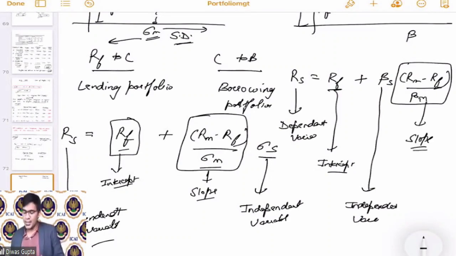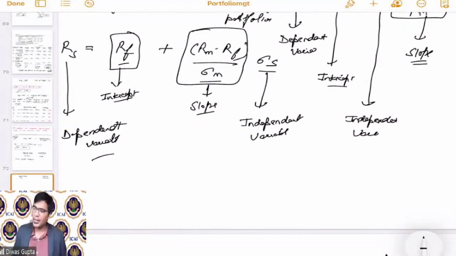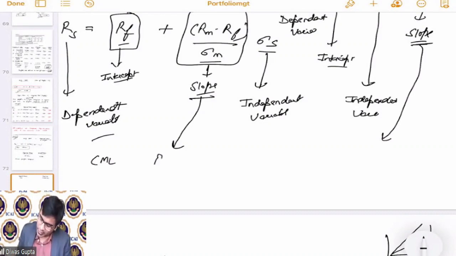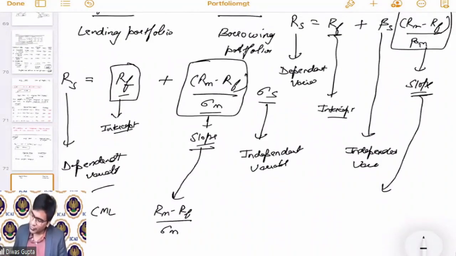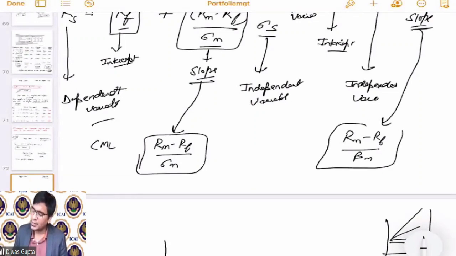Now here comes the last point in both these, the capital market line and the securities market line. Can anyone tell me what this slope is? We have already studied both these slopes in some different form. So the capital market line slope is what? RM minus RF divided by standard deviation of market. Similarly, for this also we have studied RM minus RF divided by beta of market. This is nothing but the Sharpe and Treynor ratio. What I'm trying to say is, this is the Sharpe ratio and this is the Treynor ratio.